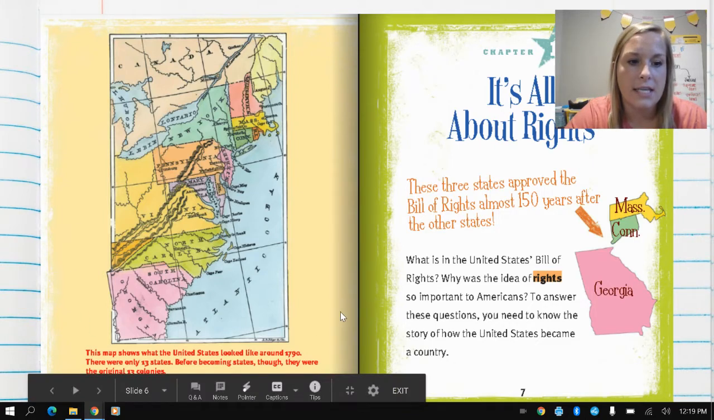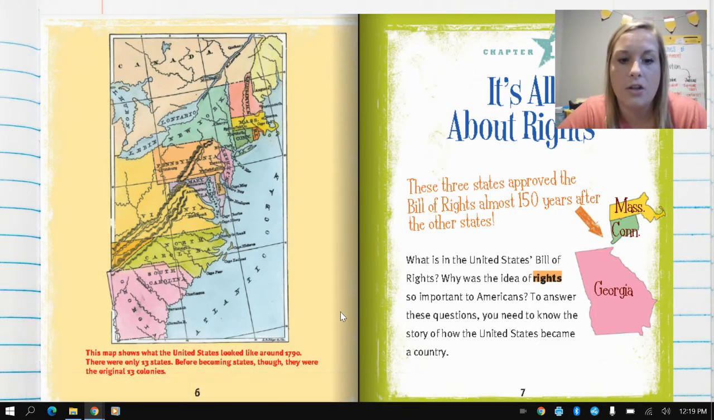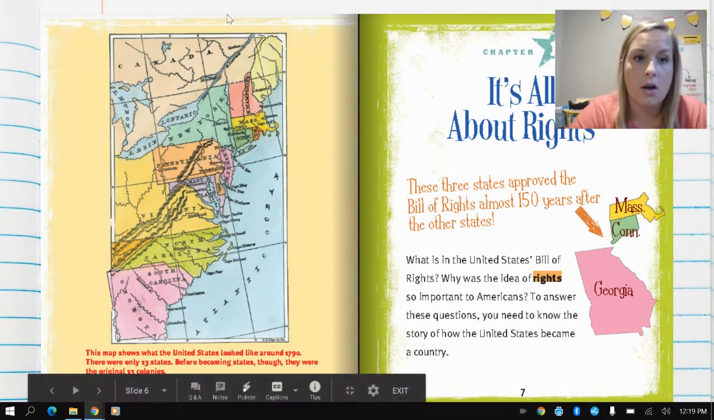Over here, our caption says this map shows what the United States looked like around 1790. There were only 13 states. Before becoming states, though, they were the original 13 colonies. So this is our section up here in the northeast part of the United States. There are our original 13 colonies.